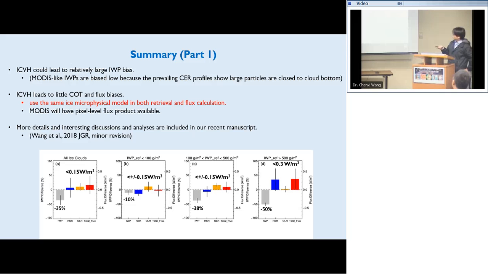And in terms of radiation, here the blue ones are shortwave, the yellow ones are longwave, and the red one is the total. So for global average, the radiation difference is less than 0.15 watts per square meter, which is very, very low. Even for very thick clouds, the difference is still very low, less than 0.3 watts per square meter.